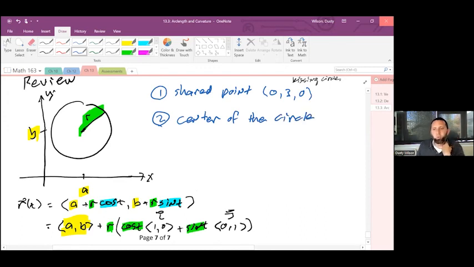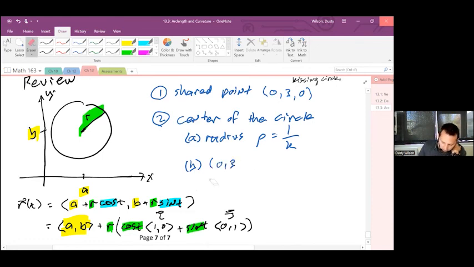And to find the center of the circle, we need to do two things. First, we need to know the radius of the circle. Radius rho is equal to 1 over the curvature. And then once we have that radius, we can take our point 0, 3, 0. I guess this is a vector for our purposes. And then we can add to it rho times our normal vector. We can go a radius in the distance of the normal vector. So that will be our center of the circle.